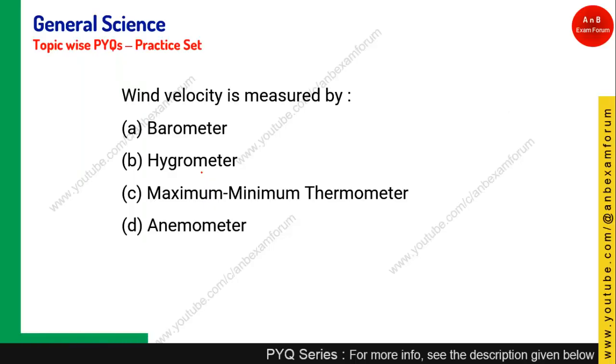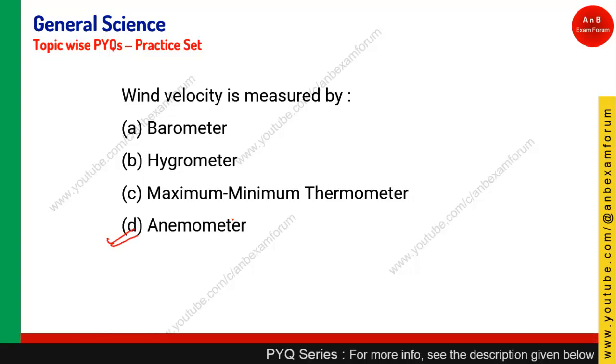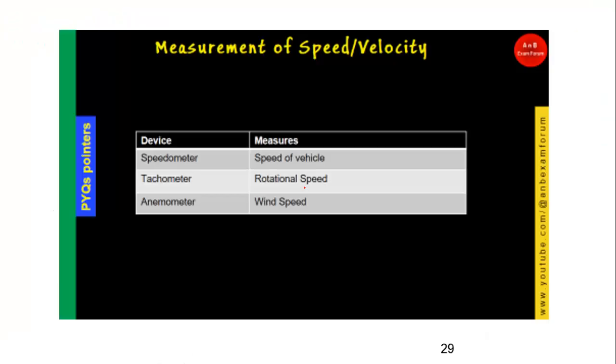Wind velocity is measured by what? As I told you earlier, it is anemometer. Anemometer is going to measure the wind velocity or wind direction. The others, just look: barometer, atmospheric pressure; hygrometer, atmospheric humidity; maximum minimum thermometer is going to measure the temperature. So option D is the right answer.